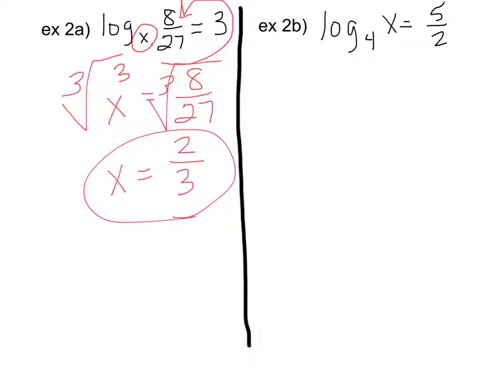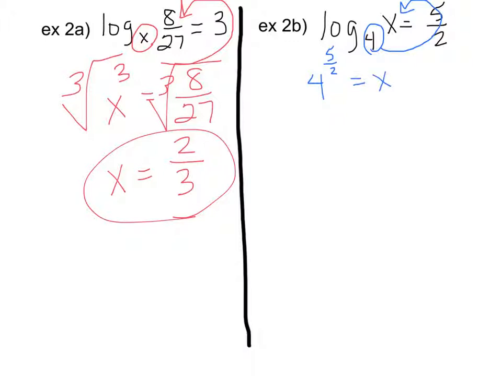Okay, let's try this one on for size. The x is in a different place, but we're still solving the same way. You start with your base, you go around towards the equal sign, and you get your answer. So this is really 4 to the 5/2 power is equal to x.